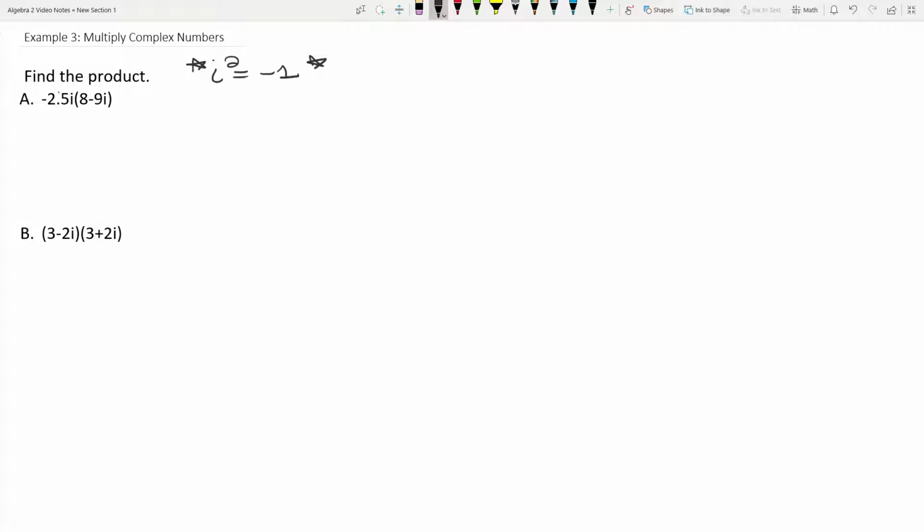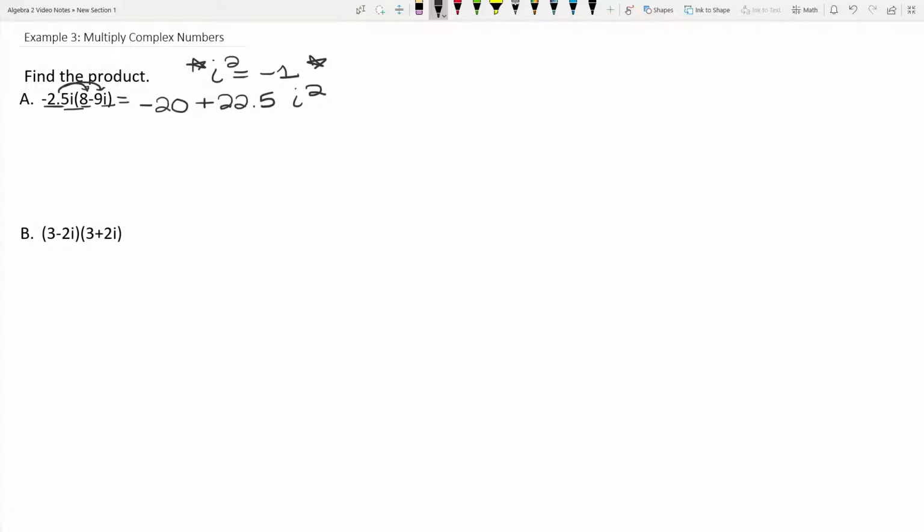So let's go ahead and do this. We're going to distribute this. So we got negative 2.5 times 8, which is going to be negative 20. And then negative 2.5 times 9 should be negative 22.5. But positive, I mean, two negatives make a positive, so it would be positive 22.5. And then we have i times i, which is i squared.